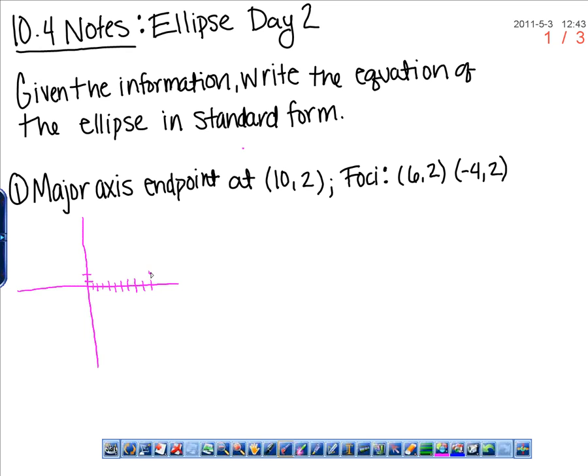What is another way of thinking of a major axis endpoint? A vertex. Good. So there's a vertex. And then I have foci at 6, 2. So 2, 3, 4, 5, 6. And negative 4, 2.